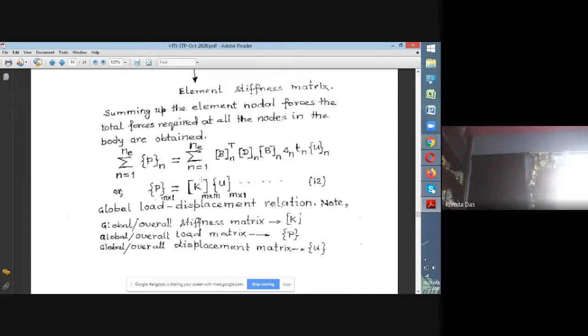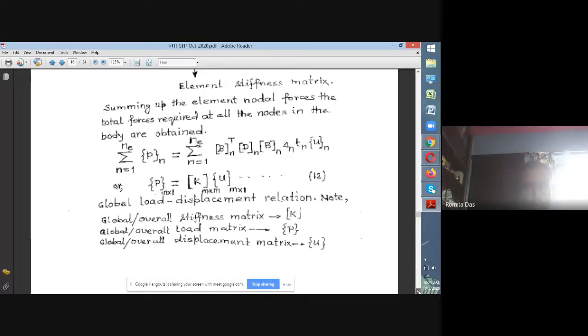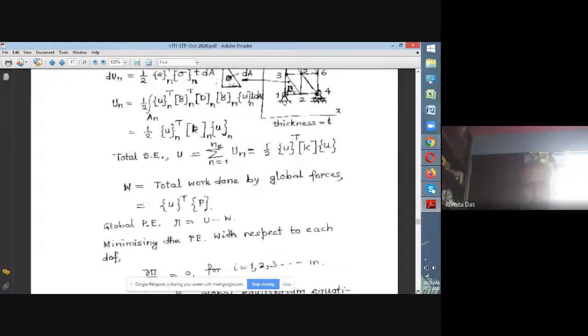So finally we get the displacements, and then we can go back to the element level. Using the nodal displacements, we calculate the strains within each of the elements, and then the stresses within each of the elements. This process can be done, and that completes the finite element analysis. Now I think this global displacement and load relation we can also get in a different way.